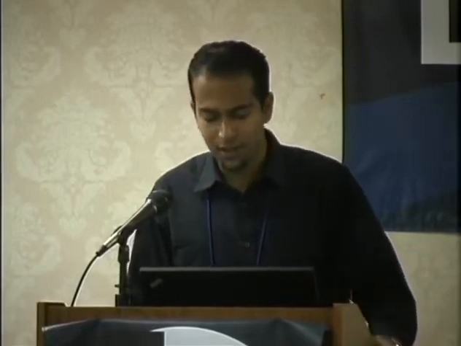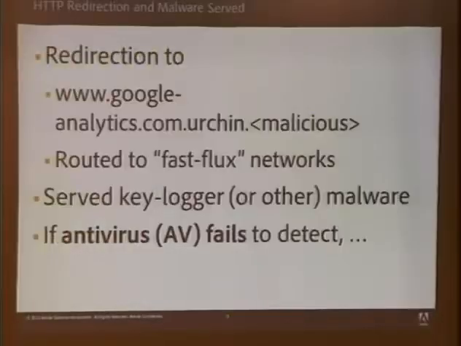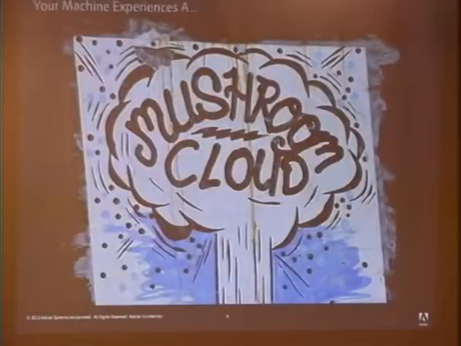Or it could be served a backdoor or any other category of malware, whatever the attacker's intent is reached at this stage. So if the antivirus installed on the user's machine fails to detect the malware served by that website at the end of that chain of fast flux networks, and the consensus is generally that users of Windows computers should have some sort of antivirus installed, that's when the user's machine experiences, in a manner of speaking, a mushroom cloud.